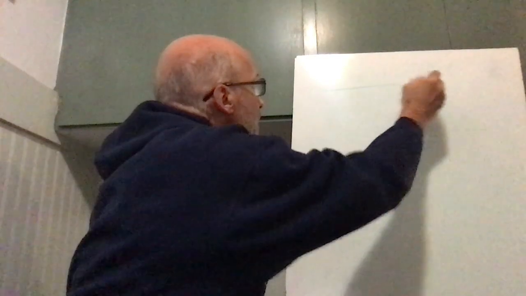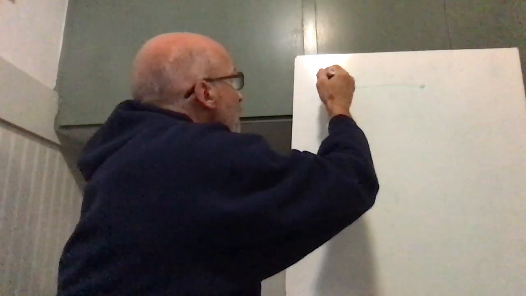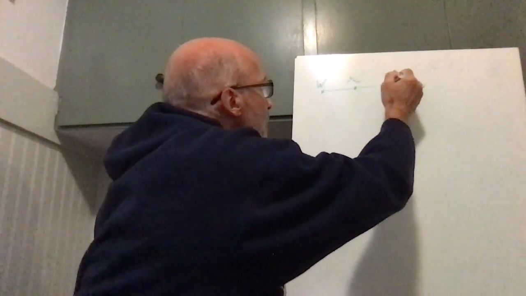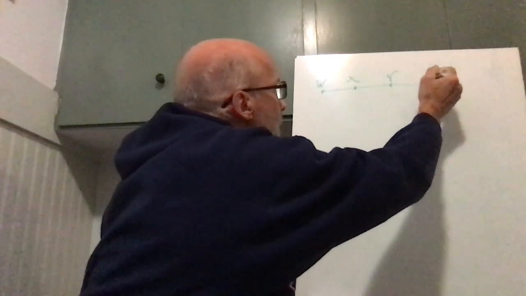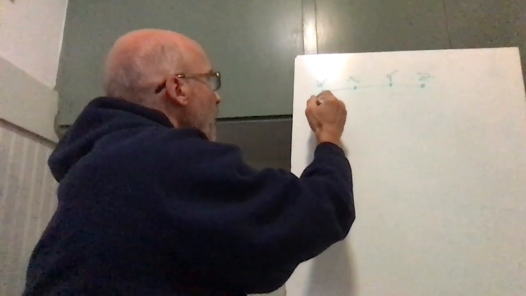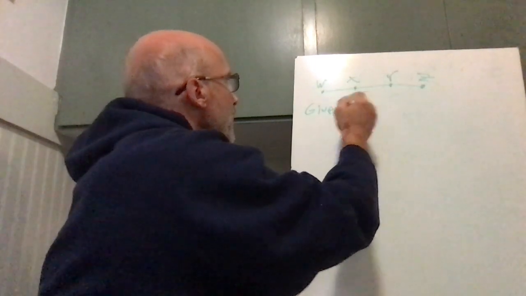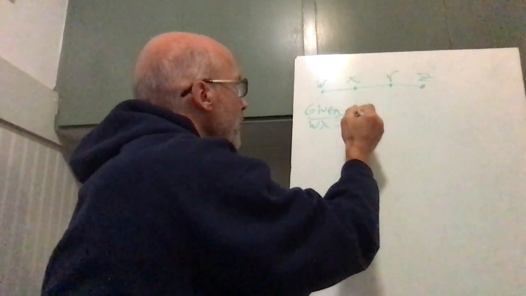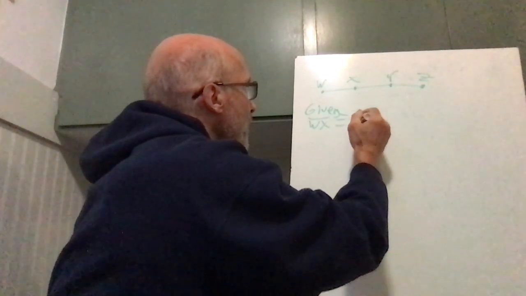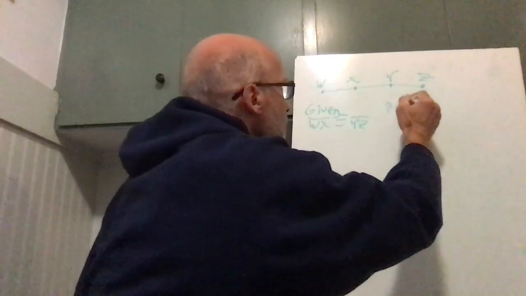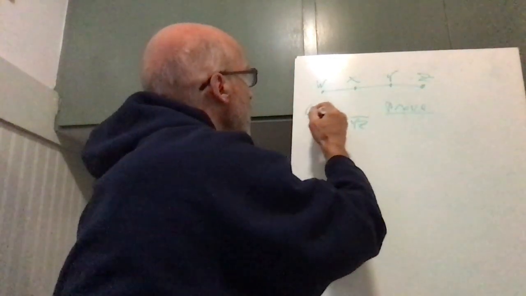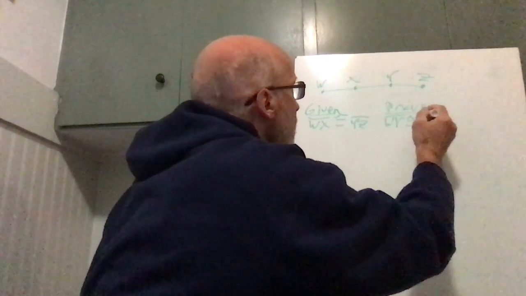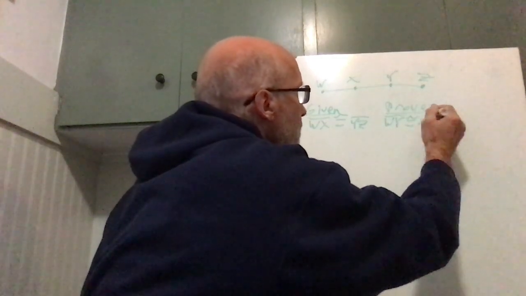Let's say that we have a line. We've got W, X, Y, and Z. They're going to give you, given the line segment WX is congruent to line segment YZ, prove that WY is congruent to XZ.